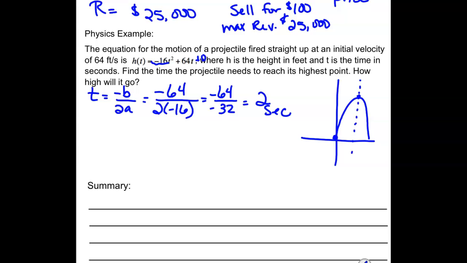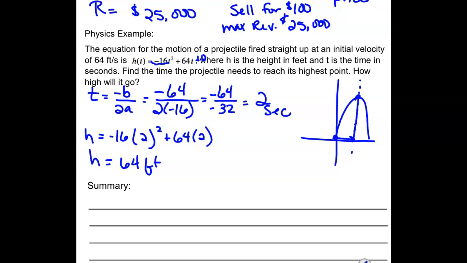What that highest point is, we need to plug our 2 value into that equation to find that. So we have negative 16 times 2 squared plus 64 times 2, and we get a height of 64 feet. So it takes 2 seconds for it to get to its highest point, which is 64.